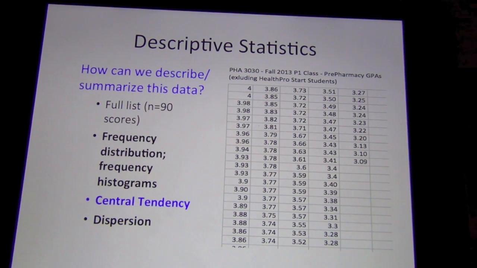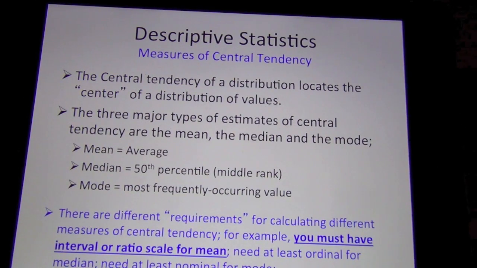Typically, people provide some measure of central tendency, and they provide a measure of dispersion or variability of the data. So let's talk about central tendency first. Central tendency essentially says this is something about the center or the middle of a distribution of values. The three major types of estimates of central tendency are the mean, the median, and the mode. The mean is the average, the arithmetic average. You add them all up and divide by the number of samples.